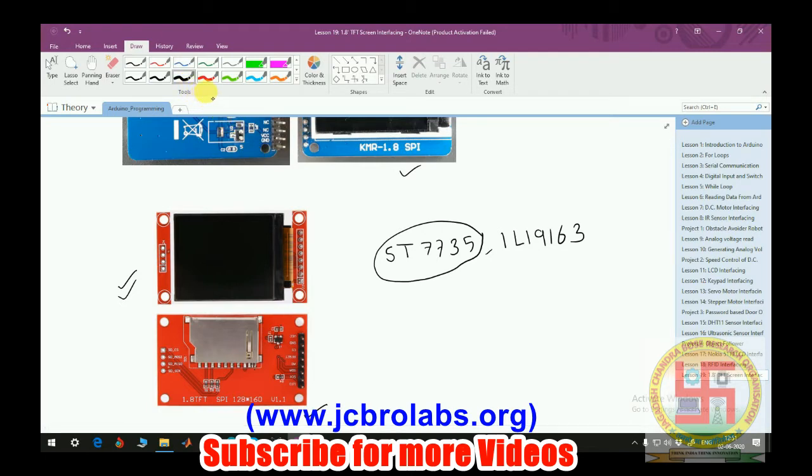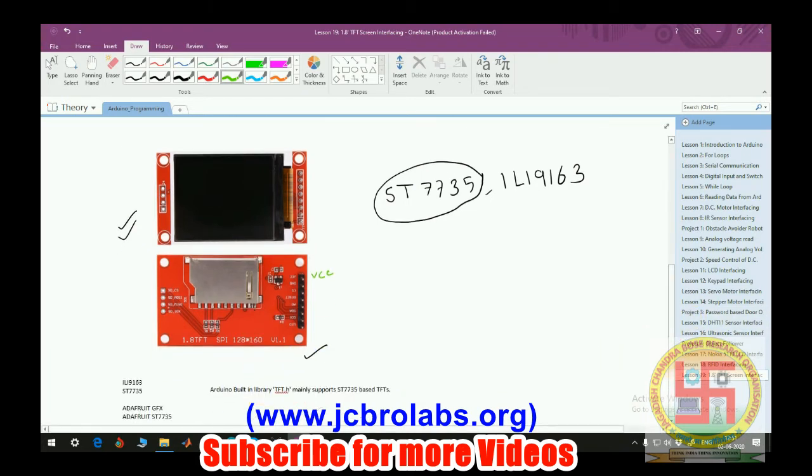First of all, we will talk about the pin description of it. The first pin is VCC, the second pin is ground, then the third pin is the chip select, or the CS pin. In some TFT LCDs, this pin is also written as SS, or it can be written as TFT_CS. So there are several names which represent the same thing.